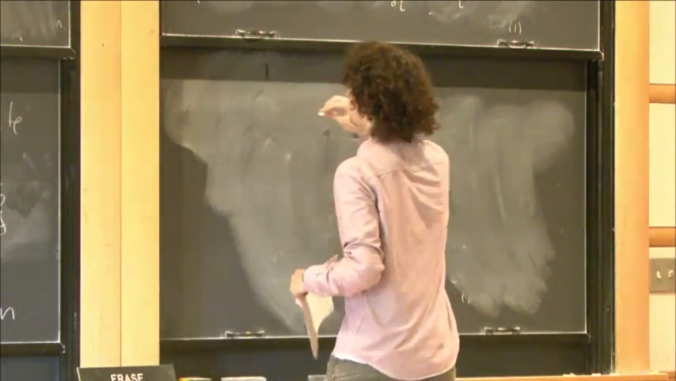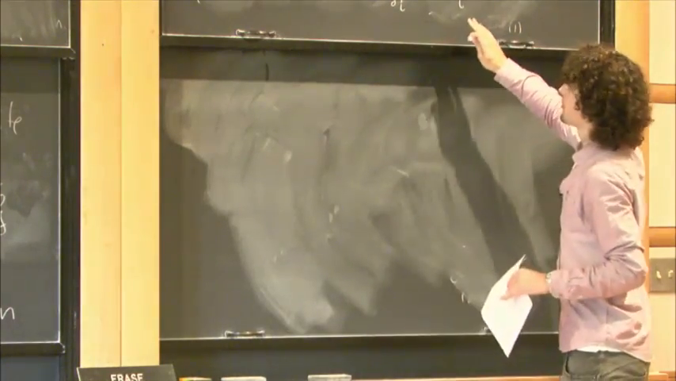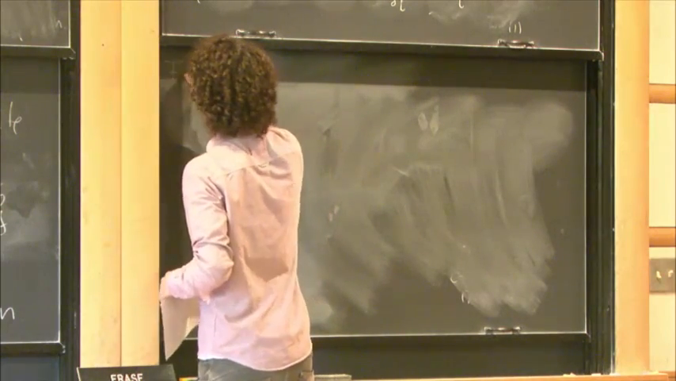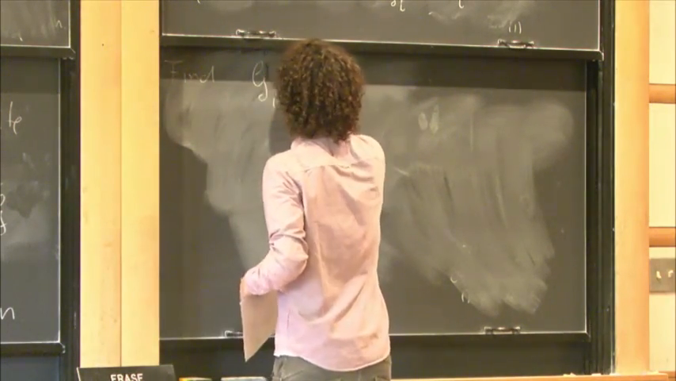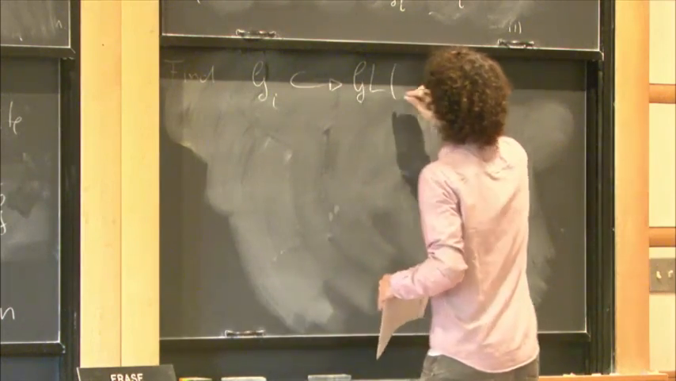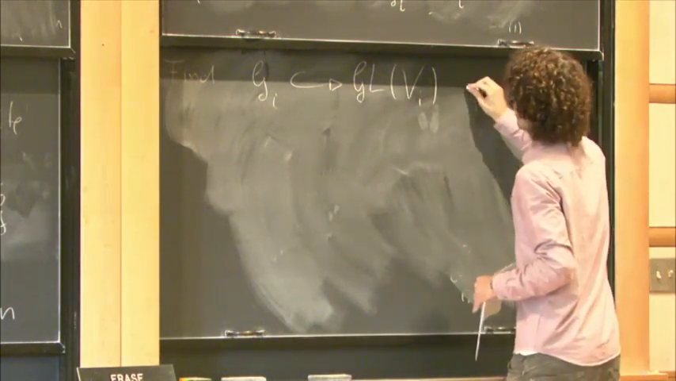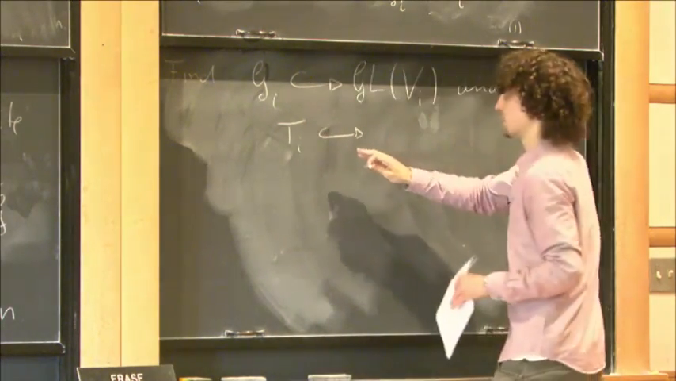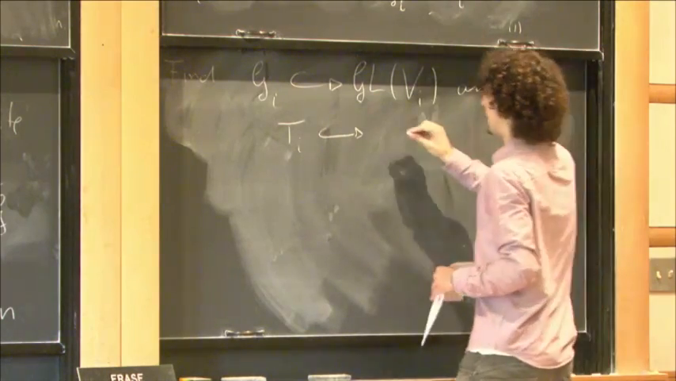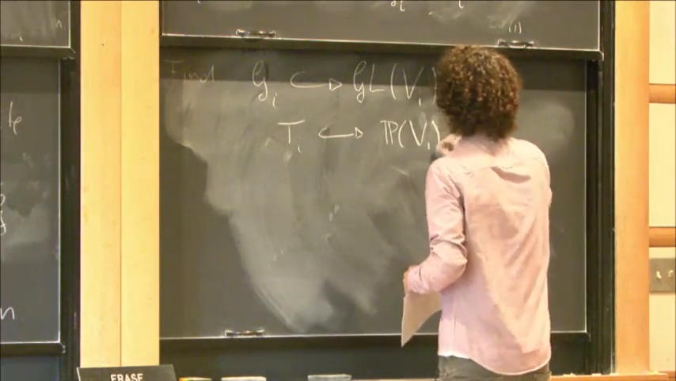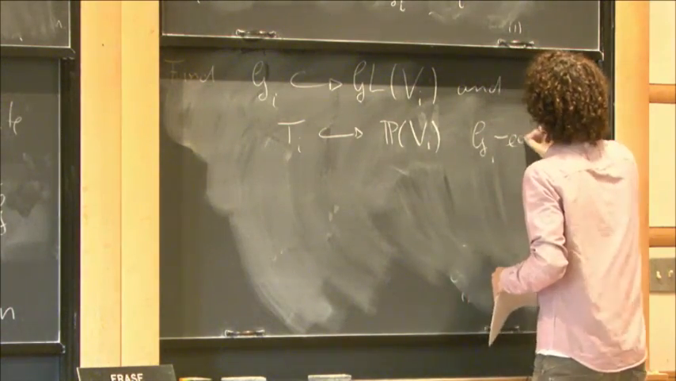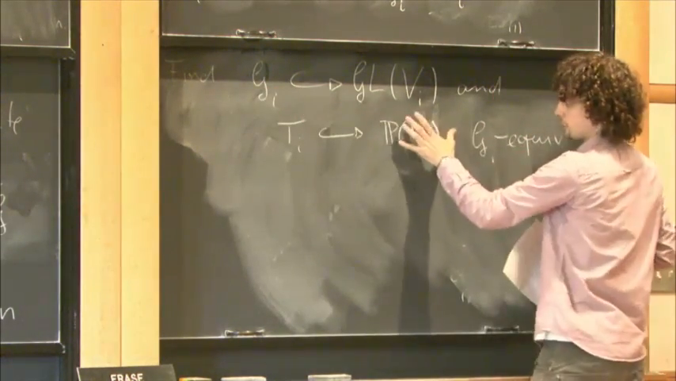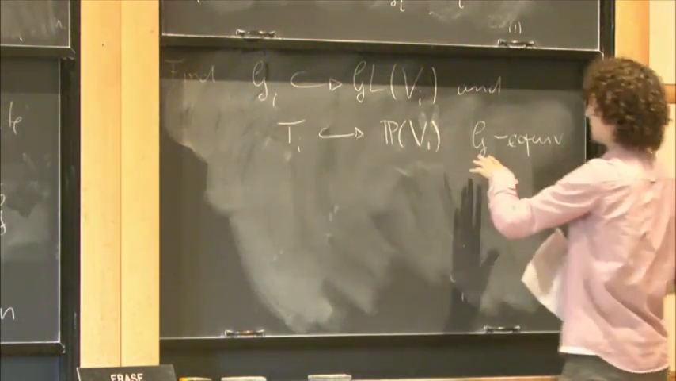Okay, so we look at this, and then we need to do the following. So find an embedding of Gi into the general linear group of some vector space, Vi. And I want to do it in such a way that I can embed Ti into the projectivization of Vi in a Gi-equivariant way. So Gi now acts on this projective space, and this embedding should be Gi-equivariant.